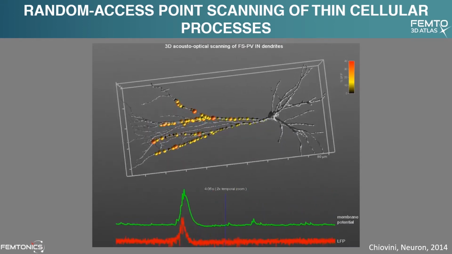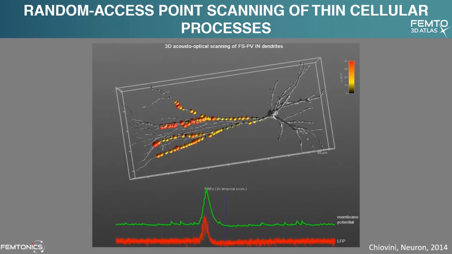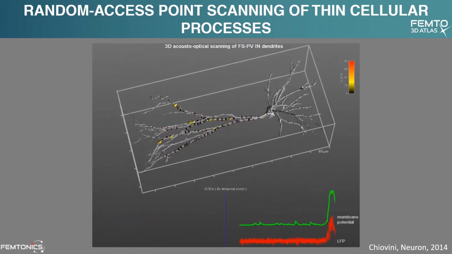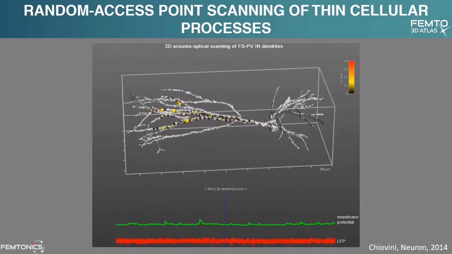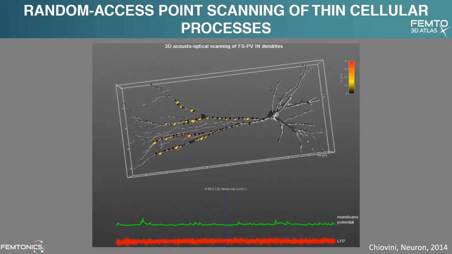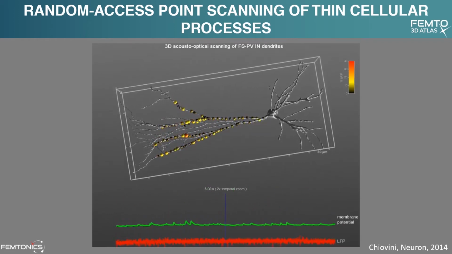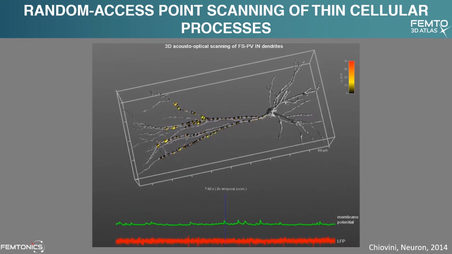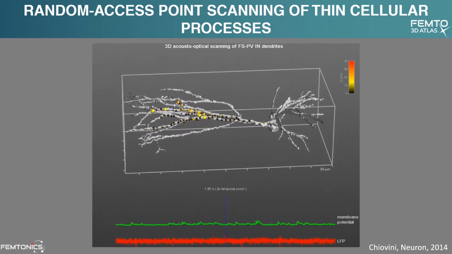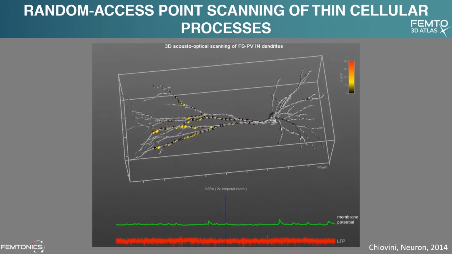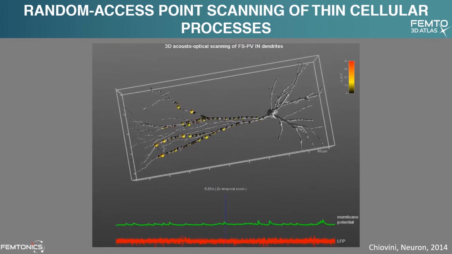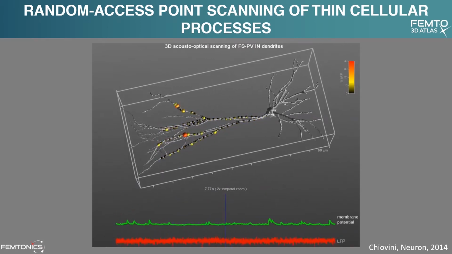3D random access point scanning can also be used to record from subcellular processes. This movie shows a 3D recording of fluorescent signals at multiple locations along the dendritic arbor of the cell. The corresponding somatic membrane potential and local field potential signal are shown at the bottom in green and red. Spheres represent about 100 pre-selected locations scanned in 3D with a very fast, more than 300 Hz repetition rate. The color and size of the spheres vary with the changes in relative fluorescence. This example illustrates how FEMTO3D Atlas can be used to sample about 100 locations at very high speed and thus enable studying the temporal shaping of activity along the three-dimensional arborization and soma of a neuron.